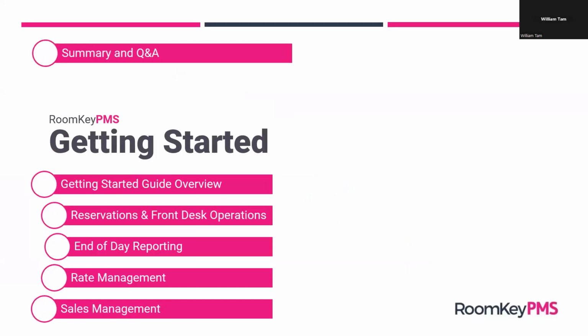So with the end of the sales management, that is actually the end of our topics for today. We've looked at the new Getting Started guides. We've seen an overview of some of the new changes and updates and those embedded video clips directly into the guides themselves. We took a deep dive into the different guides, each and every one, including reservations, front desk, the end of day reporting and night audit procedures, the rate management, and all those different types of sales management tasks.